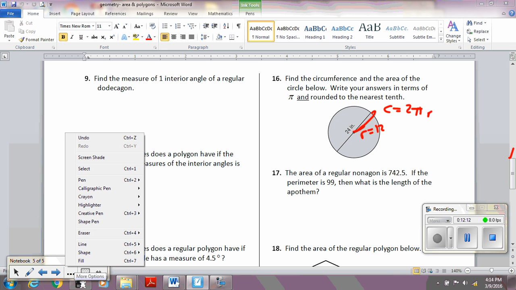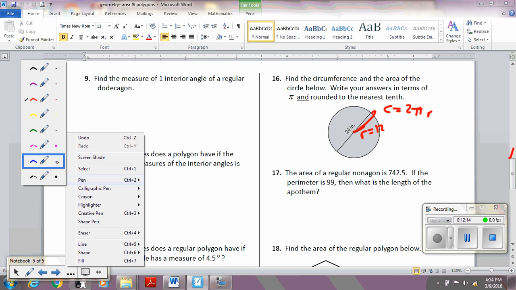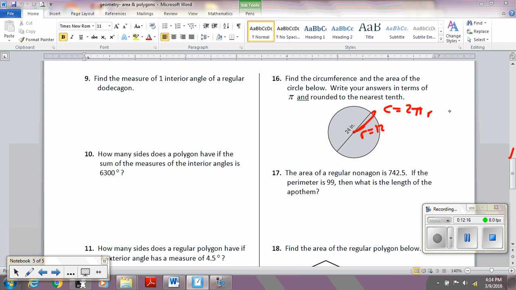So to find the circumference, we're going to take 2 times pi times 12. And when they say leave the answers in terms of pi, all we're going to do is multiply 2 with 12 and get 24 pi. That's the circumference in terms of pi.